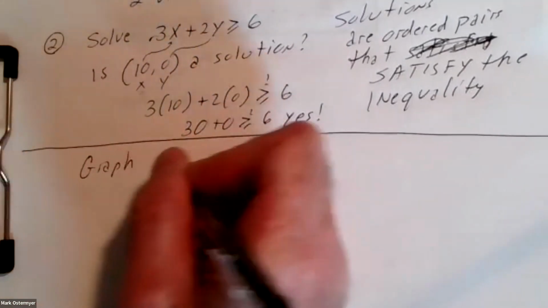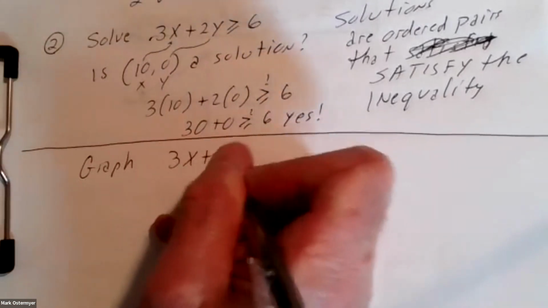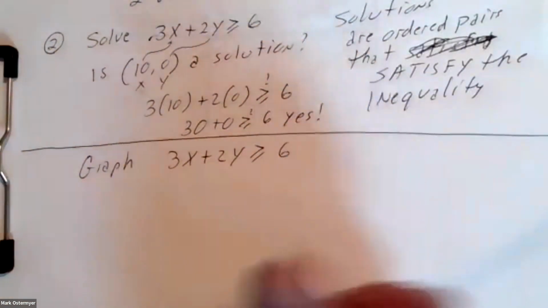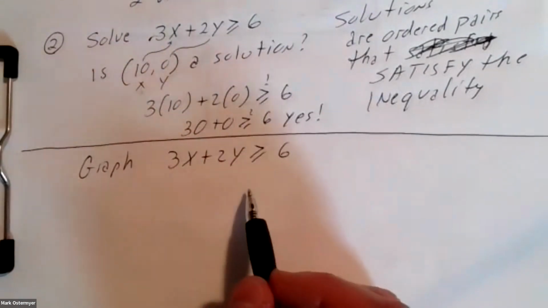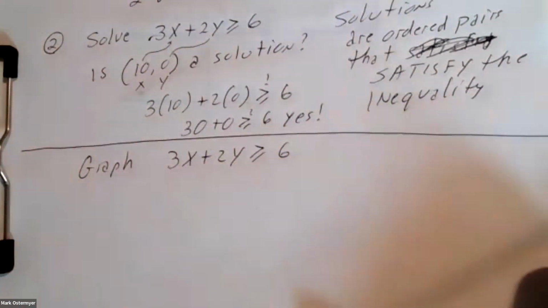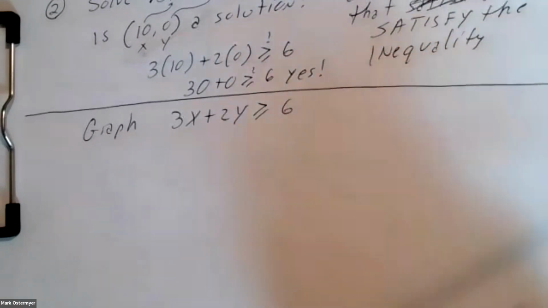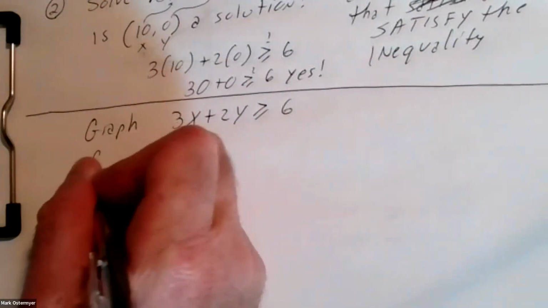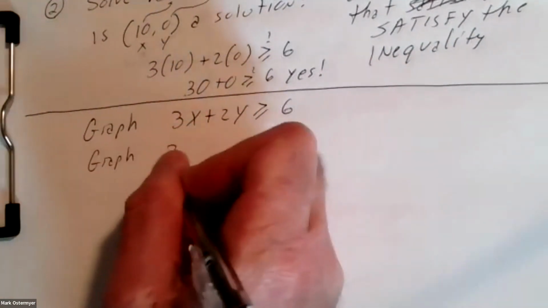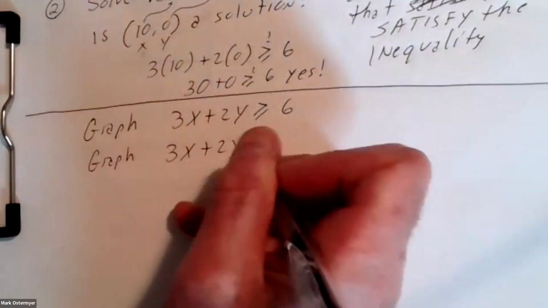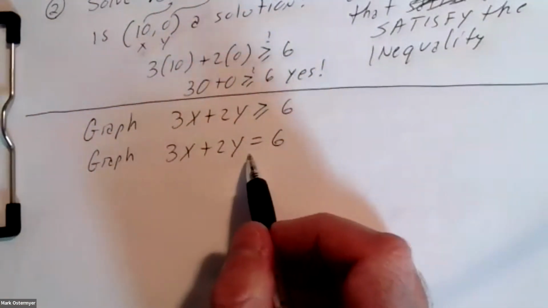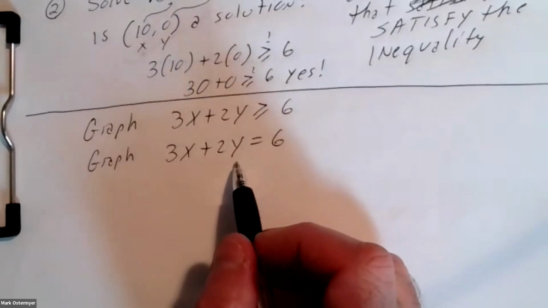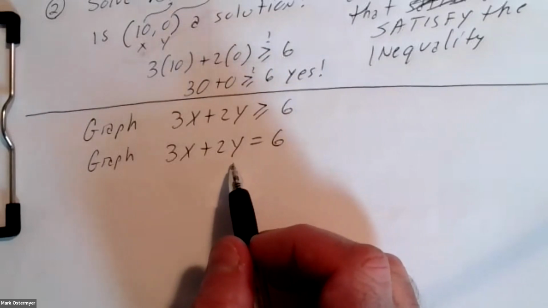So we're going to graph 3x plus 2y greater than or equal to 6, because when we graph it, that will indicate all the ordered pair solutions to such an inequality. Well, how do we do that? Well, first of all, we must graph the associated equation. We have to graph 3x plus 2y equals 6. The reason why we have to graph the equation first is because we got to know where the boundary is that separates the plane that contains solutions versus the plane that does not contain solutions in the XY plane.